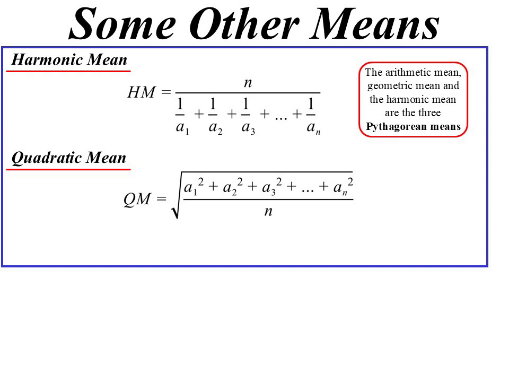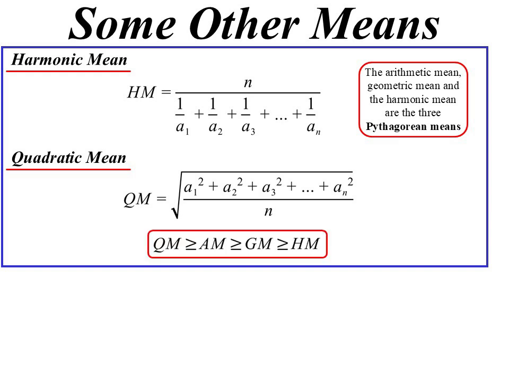And the quadratic mean is this. We add up all the terms squared and divide that by n, but then find the square root of it. And that's a quadratic mean. And there's this really neat relationship between these four means.